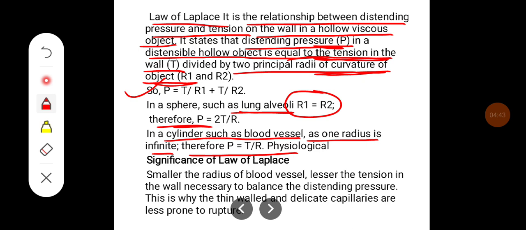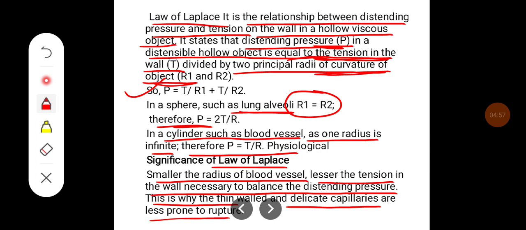The physiological significance of the law of Laplace here is that the smaller the radius of the blood vessel, the lesser the tension in the wall necessary to balance the distending pressure. So this is why thin-walled and delicate capillaries are less prone to rupture.